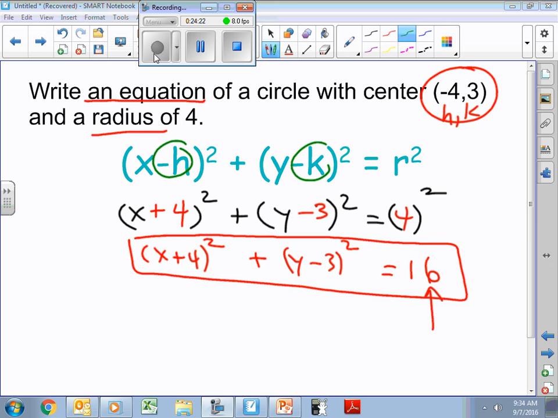So this is the fake one. They're not going to give you one this easy. This one, they tell you the radius is 4. You just plug it in. They give you the center, and you just plug it in. Too easy. All right, let's get you to the next level.